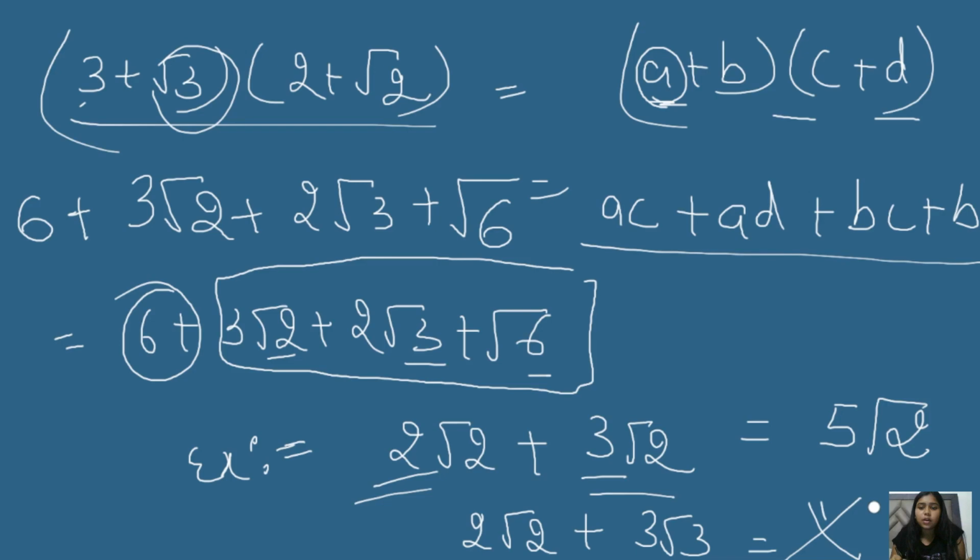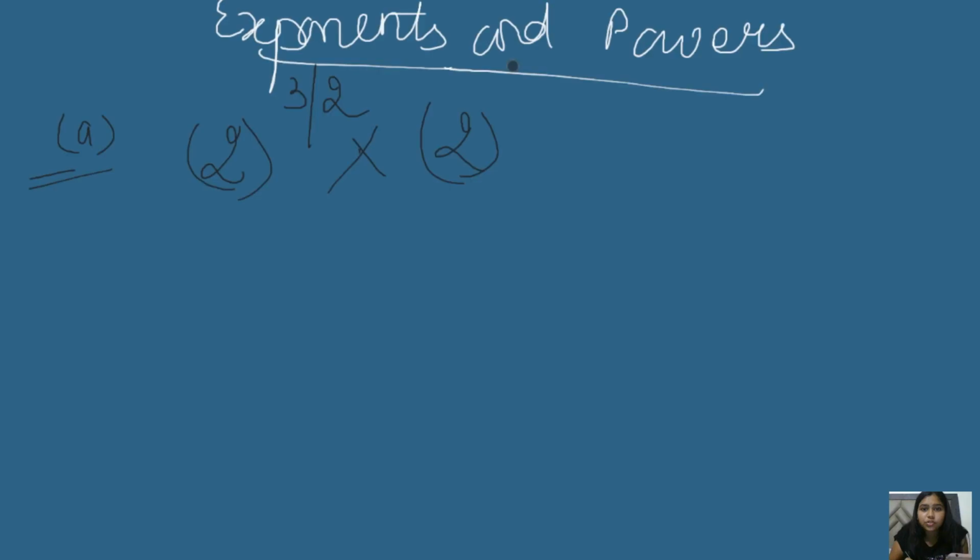So this is how you have to go and solve the questions. Okay, now we'll start with exponents and powers. So let's look at some NCERT questions for exponents and powers. Okay, so let's have a look at them. For example, the first example is, if we are taking 2 as the base with the power 3 by 2, multiplied by 2 as the base, this is a multiplication sign, raised to the power 1 by 2.